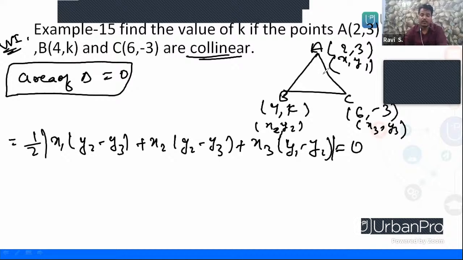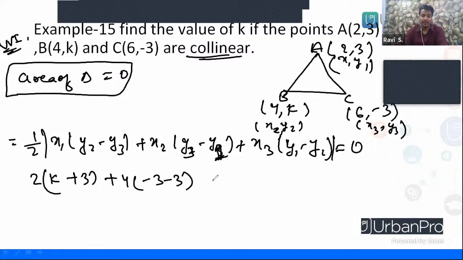See, x1 is 2, and y2 is our k. So k, and again minus, and here y3 is minus 3, so minus minus will get the plus. So k plus 3. And here x2 is 4, and y3 minus y1. What is y3 here? Minus 3. So minus 3, and y1 is 3 now. That's it. Now x3 is 6 here, and y1 minus y2.